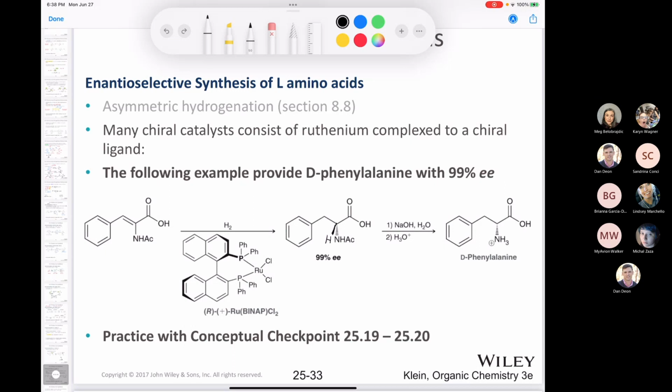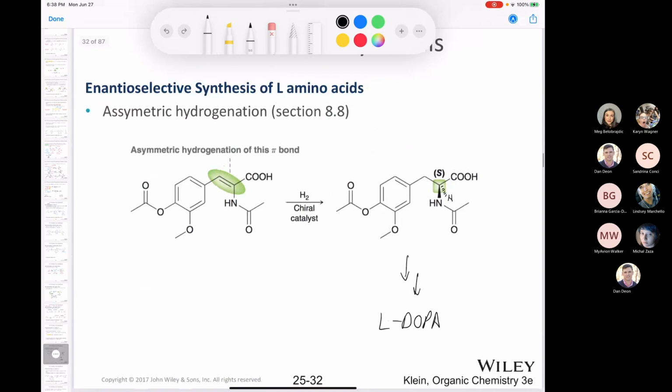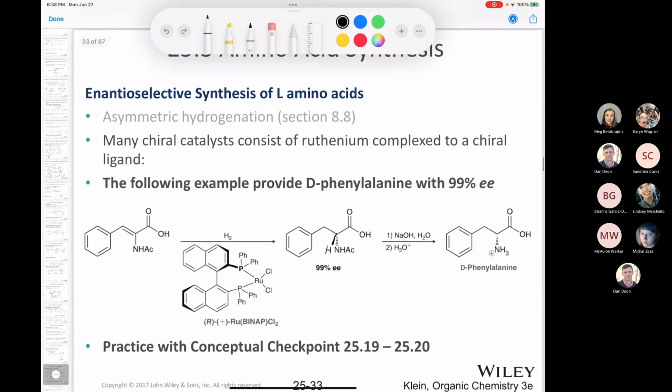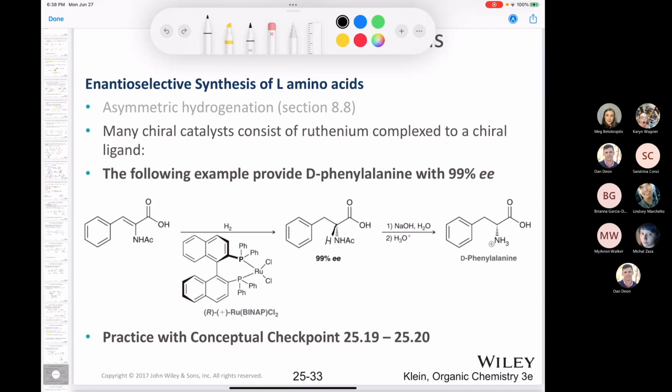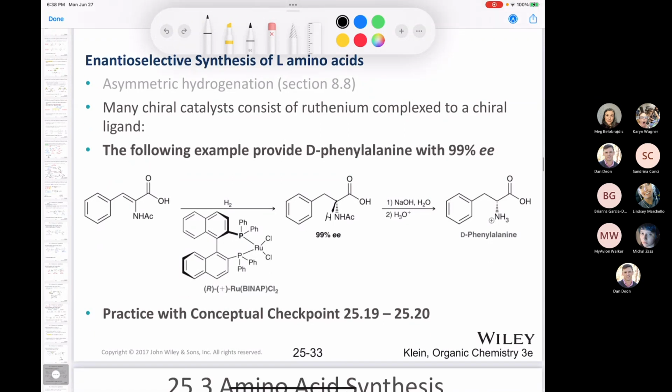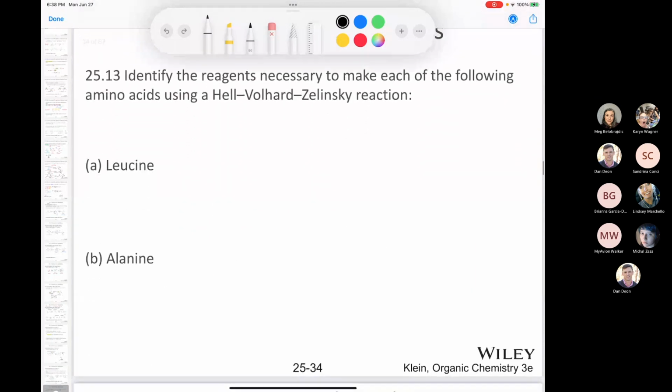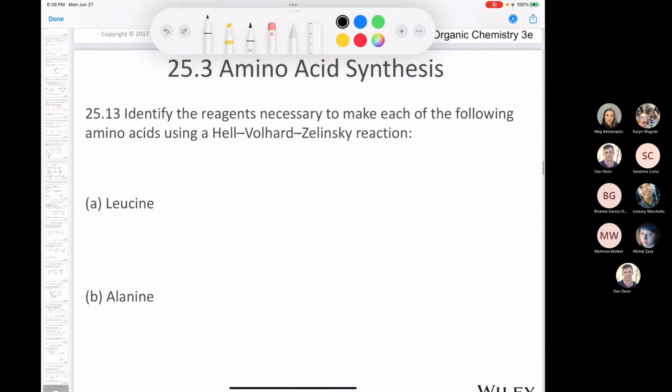Now, in the last couple slides, I didn't give you a really good example, I guess. So when we come to a question about enantioselective synthesis, I'll show you exactly what the expectations are as a Chemistry 3111 student. But I want to take some time now and look at a few of these amino acid syntheses and practice a little bit. The first one says, identify the reagents that you would need to make each of the following using a Volhard-Zelinsky reaction. And so we want to start out by making leucine.